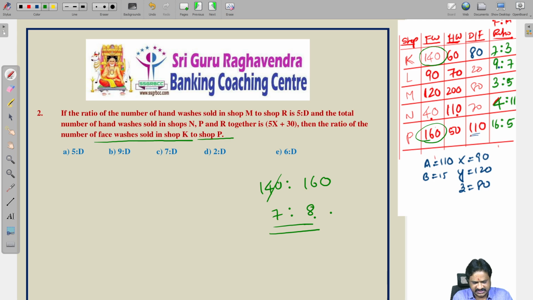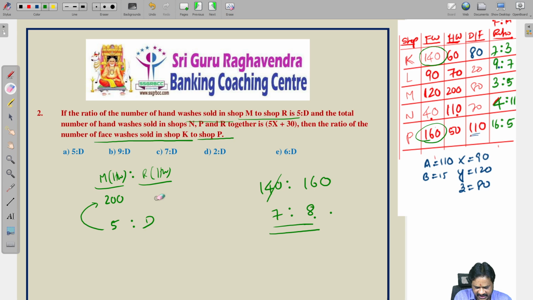But let us see the previous part of this question. The hand wash sold by M to R is 5 is to D. M hand wash to R hand wash. It is given 5 is to D. M hand wash 200 and R hand wash we don't know. So, 5 is to D. That means 5 parts equal to 200. This number we don't have any idea.